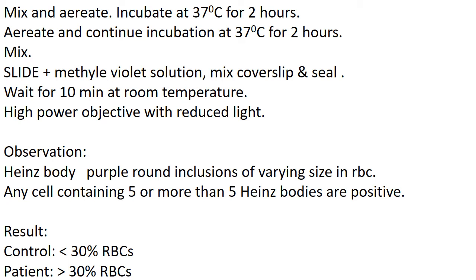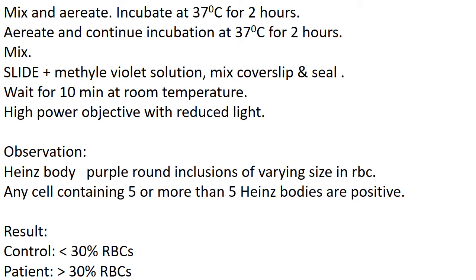Observe under the microscope with a high power objective and reduced light. Heinz bodies appear as purple round inclusions of varying sizes within the red cells. Count 100 RBCs. Any cell containing 5 or more Heinz bodies is counted as positive. Result.